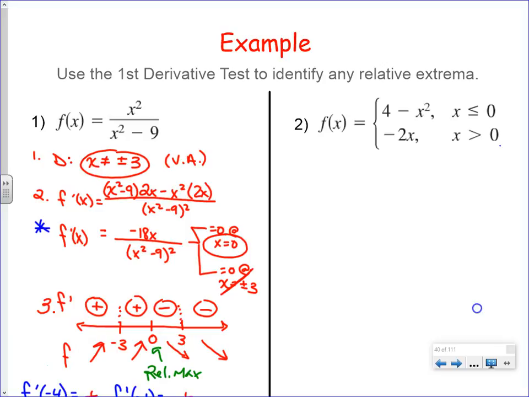But where could the problem be occurring? We wrote this down yesterday. Do you remember what we do to check? He's a little f of x, he's a little g of x, and we're just trying to plug him in and see if they're equal. So we say, for continuity, I double check and say, does 4 minus 0 squared equal negative 2 times 0?